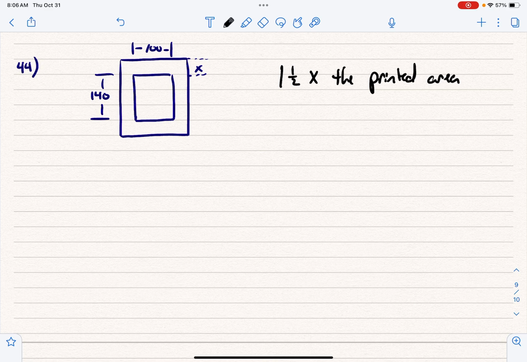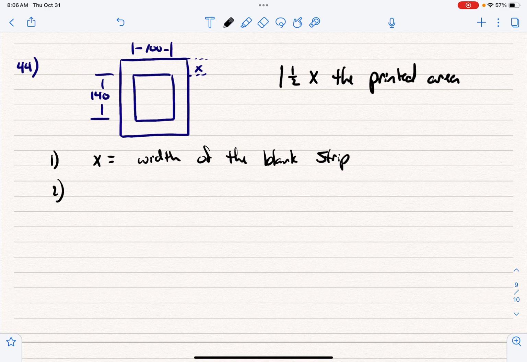So we can see that the printed area, and this is 44 on page 118, is 140 by 100, and it has this uniform blank strip that we're labeling X all the way around. Go ahead and see if you can figure this one out by identifying the variable, translating it into algebra, setting up a model, and solving it. So we can pause the video right here. All right, here's what I'm going to do. X is clearly the width of the blank strip.